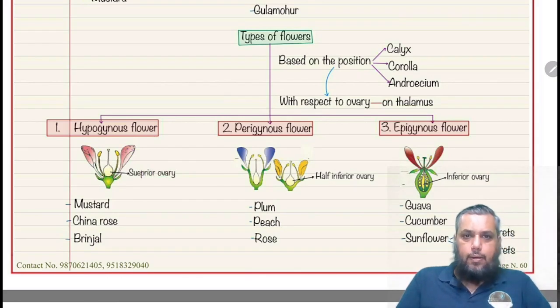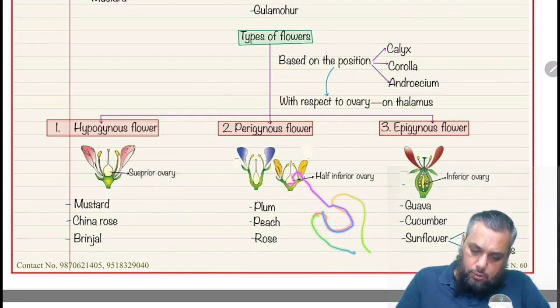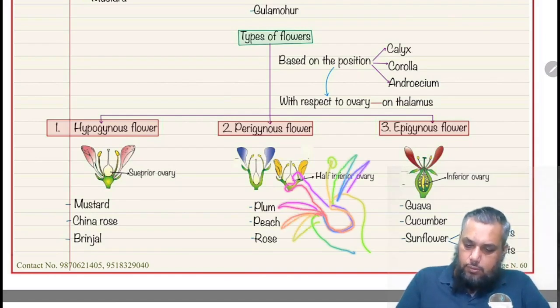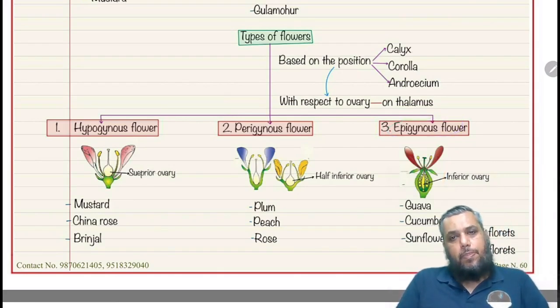I'm sorry, the thalamus here we are talking about on the right. The thalamus is concave and the wall of the ovary is fused with the wall of the thalamus. And the rest of the floral whorls come above the ovary. So now the ovary becomes inferior because all the other whorls are above it. Such a flower is called an epigynous flower.